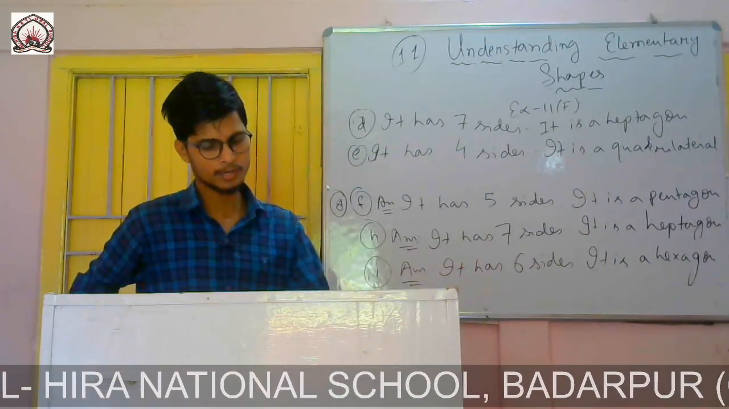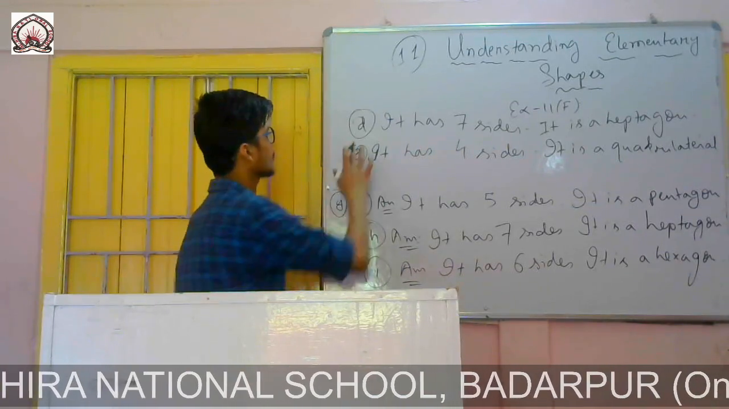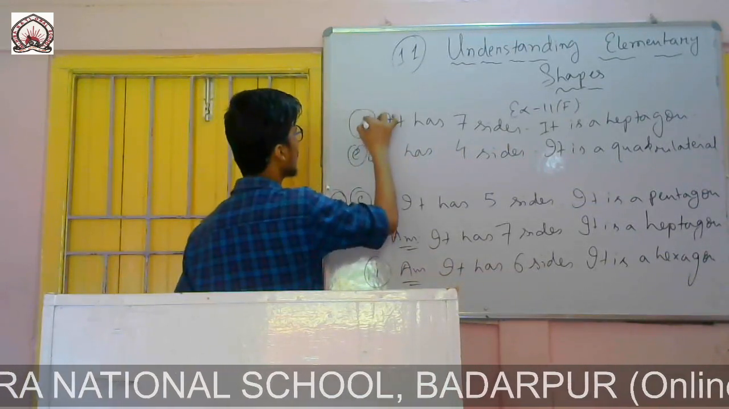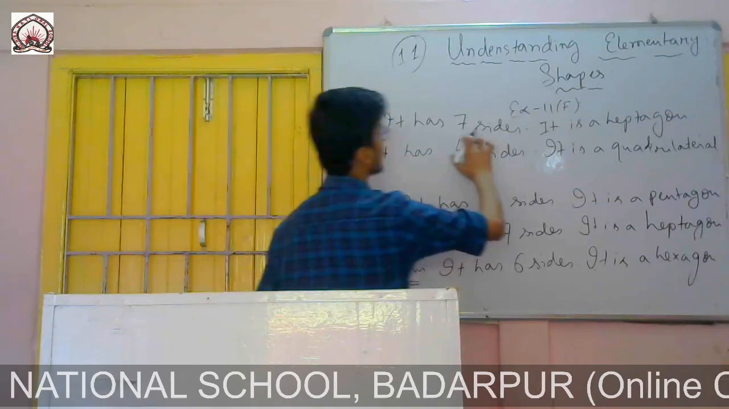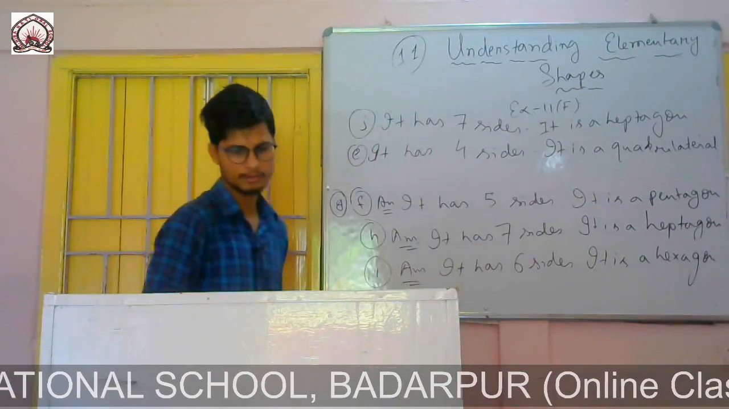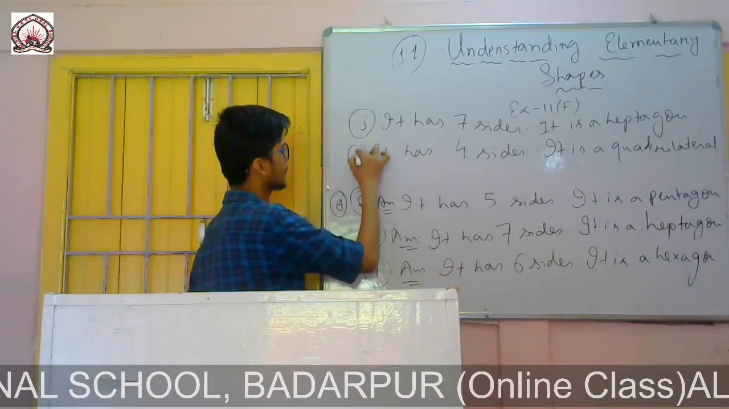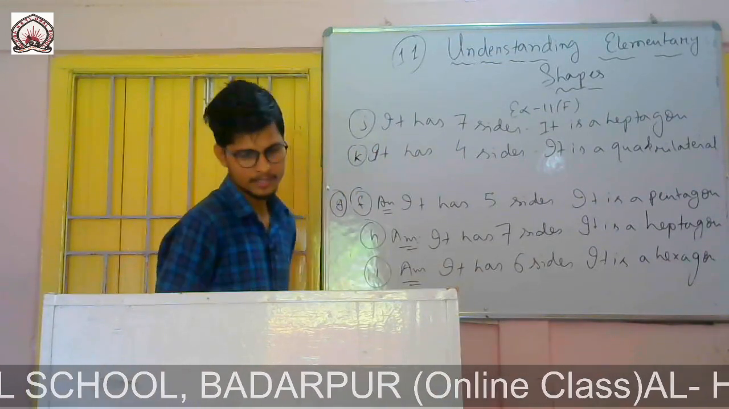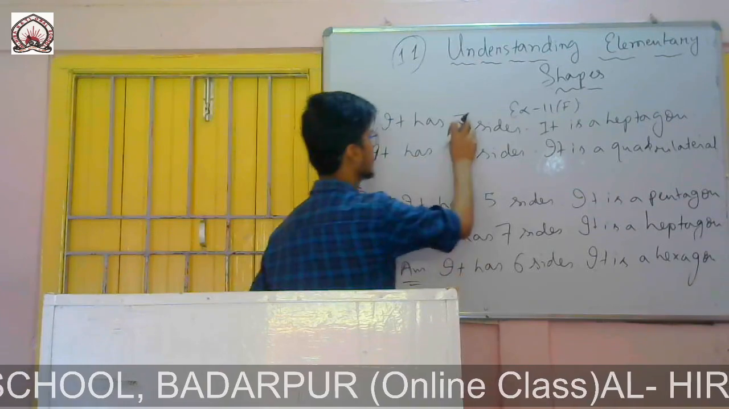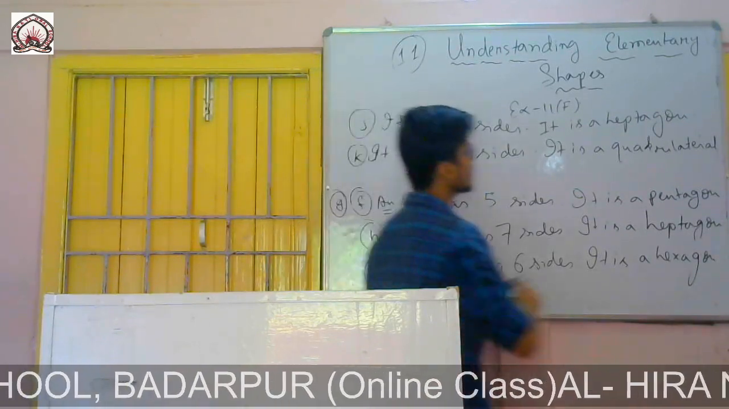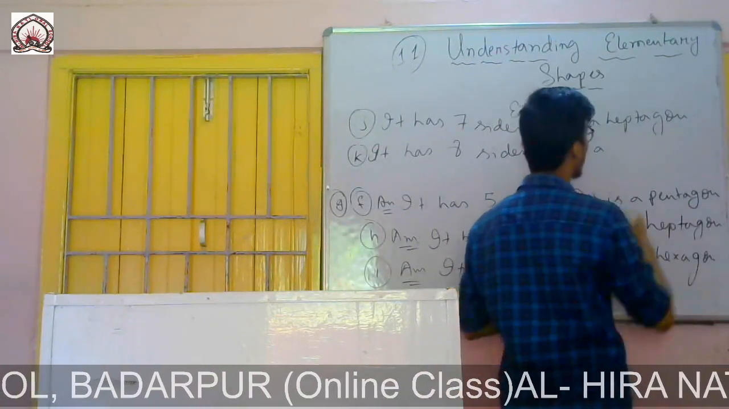You count 1 2 3 4 5 6 7 sides. So the J answer will be, it has 7 sides. It is a heptagon. It has 7 sides, so it is a heptagon. Then K, it has how many sides? It has 8 sides. And if it is an 8-sided figure, then we will say it is an octagon.